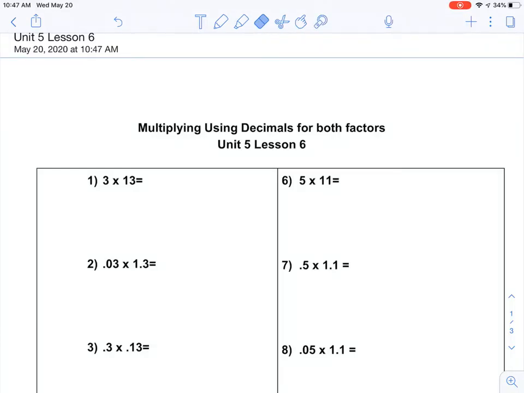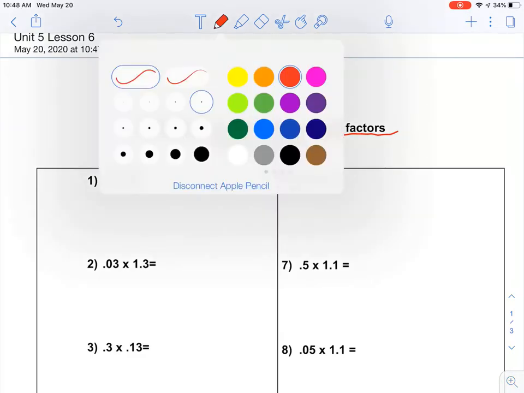Hello everybody, welcome back. Today we're going to be continuing working with multiplying decimals, but this time, instead of having a decimal in one place, both factors are going to have decimals, both factors, okay? So keep a close eye on that.